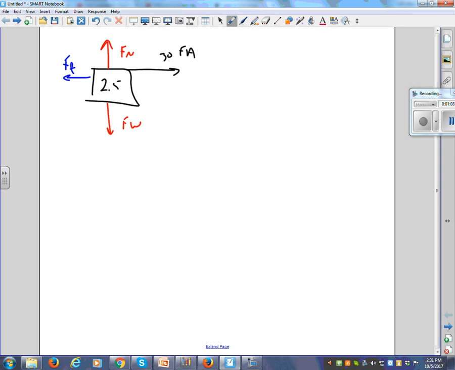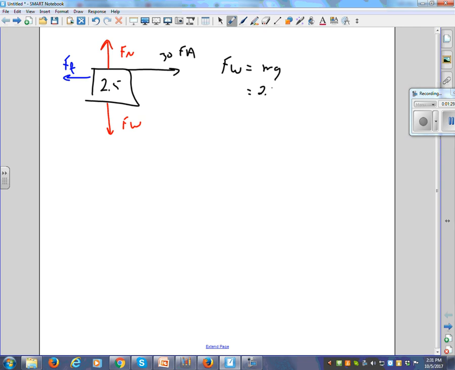But I remember from last year that mu equals FF over Fn. And Fn equals Fw, so that means I got to start with Fw. Exactly. Fw equals Mg. Do you see how I kind of walked you backwards there where it starts? That's kind of a strategy you can use.